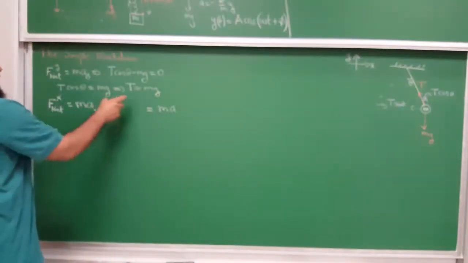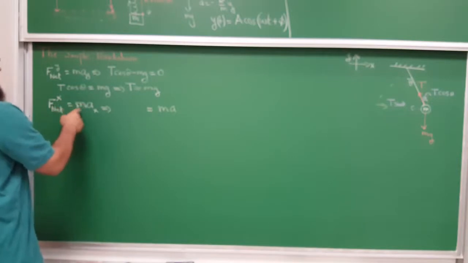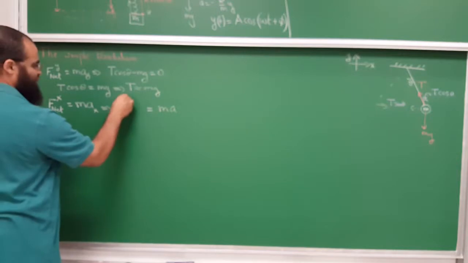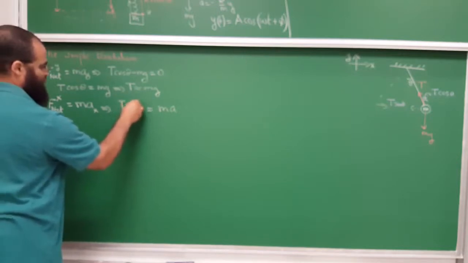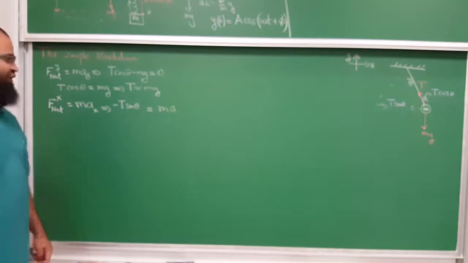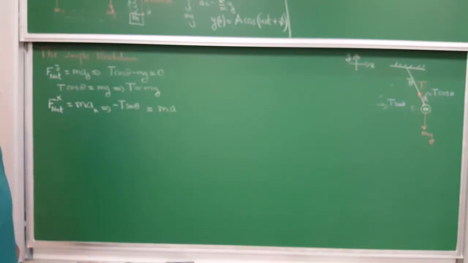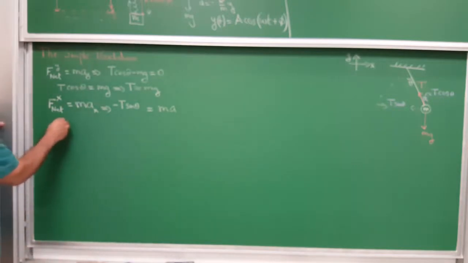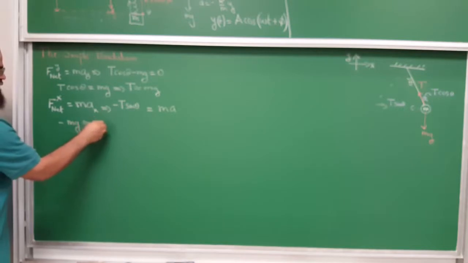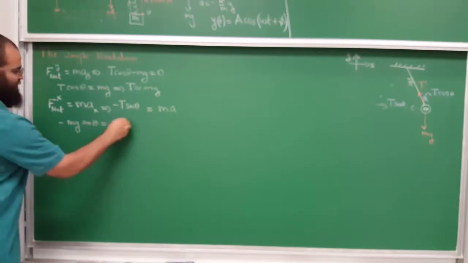On this side, you have the T sine theta, but it will be negative because it's opposite in direction to x, always. But the tension is equal to mg, so we have negative mg sine theta equals the mass times the acceleration.